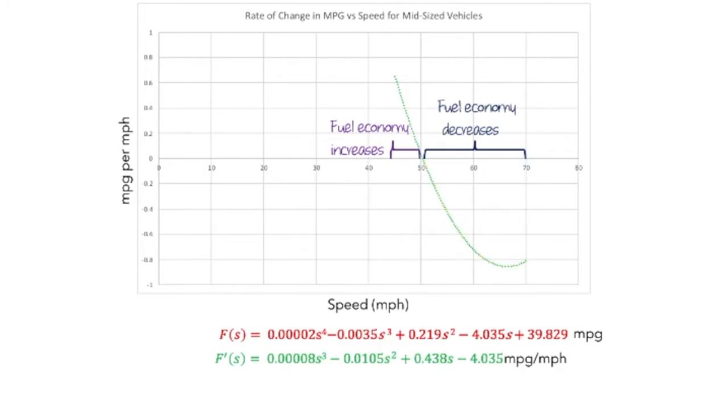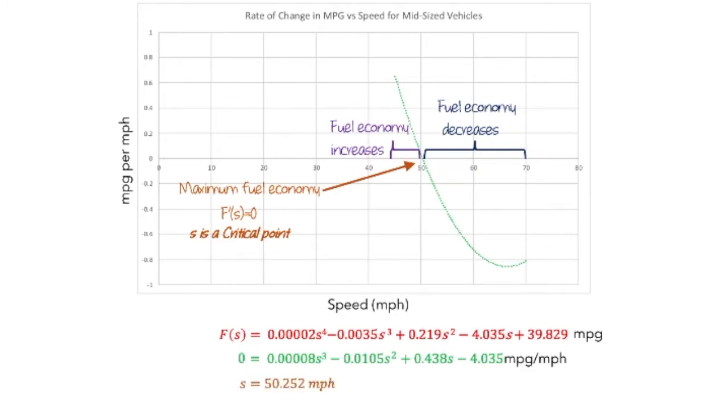And so when we switch from increasing to decreasing fuel economy, this is when we'll find the maximum fuel economy. In this case, this happens when the value of f prime of s is 0. When f prime of s equals 0, the value of s is called a critical point. To find the value of this critical point, we will need to set f prime equal to 0 and solve for s, either using the quadratic formula or a computer.